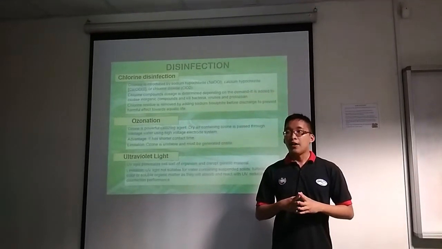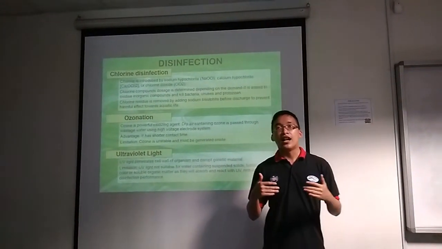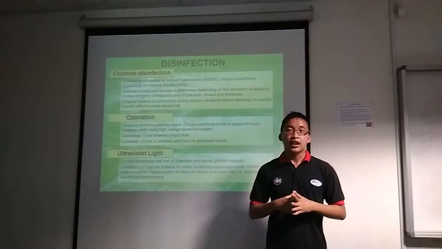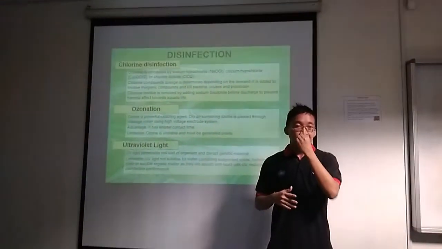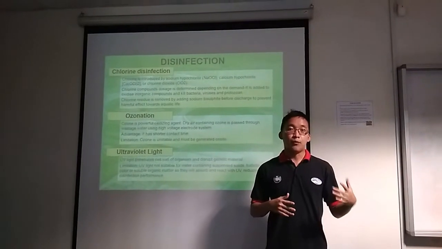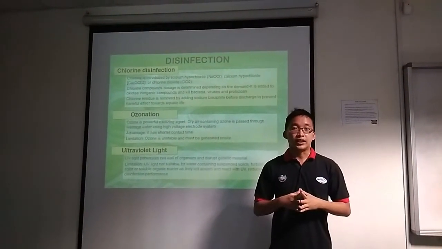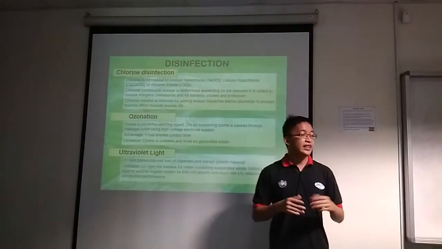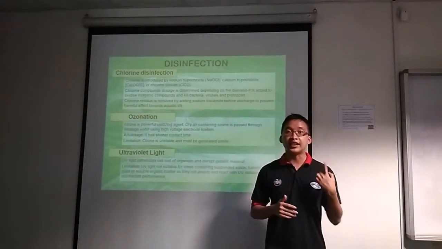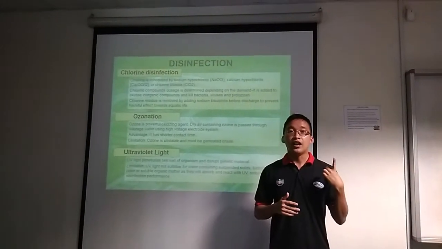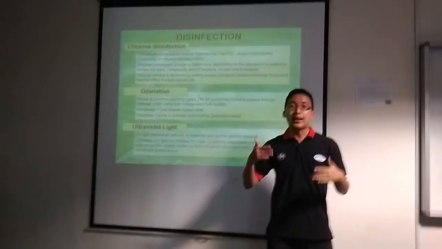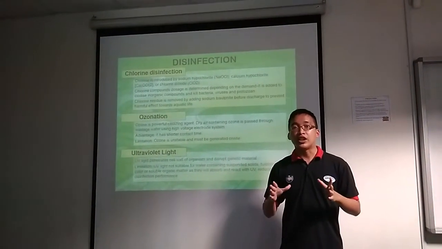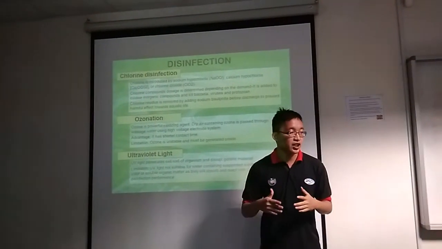Most of the time, we can find chlorine in our drinking water because chlorine is used to disinfect most of the household water supply. Next, ozonation. Ozone is a powerful oxidizing agent. It is the same ozone that makes up the protective film that protects our Earth from radiation.